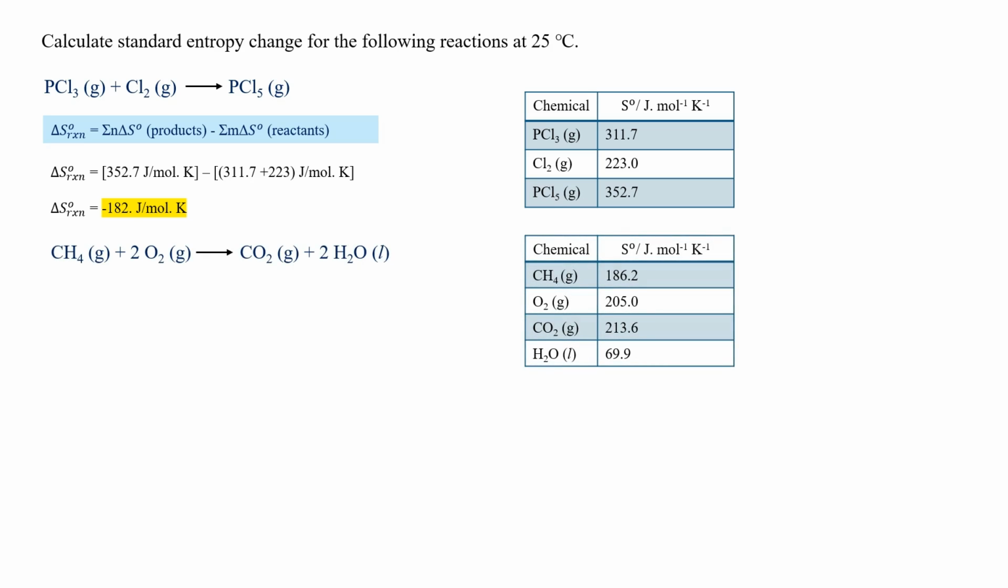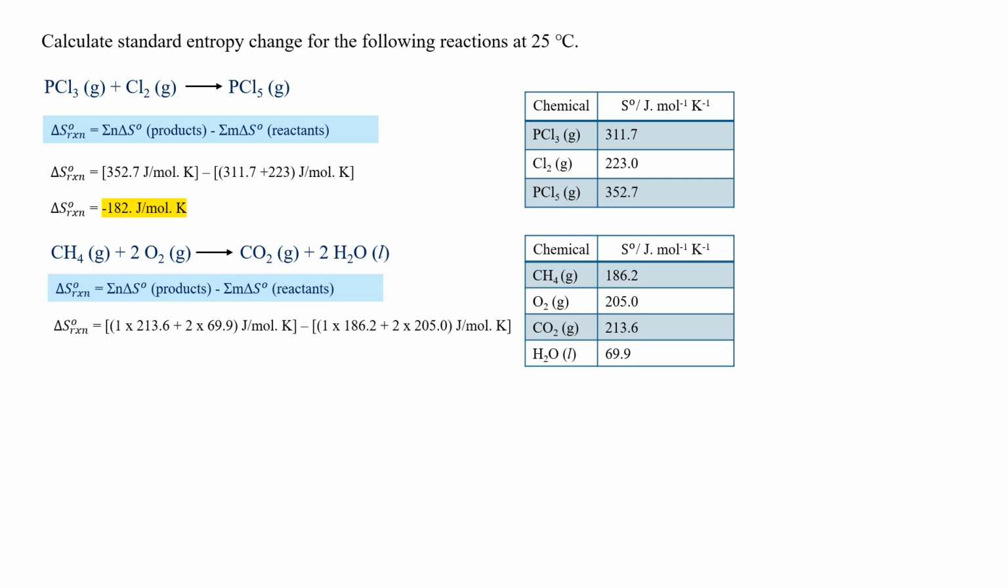Second reaction, methane combustion reaction. In the methane combustion reaction, carbon dioxide and 2 moles of water are the products. Values are given in the table in joules per mole per Kelvin. Let's apply the same equation, the product's standard entropy values minus the reactant standard entropy values. Here n and m are the smaller coefficients, that is, the numbers we use to balance the equation.